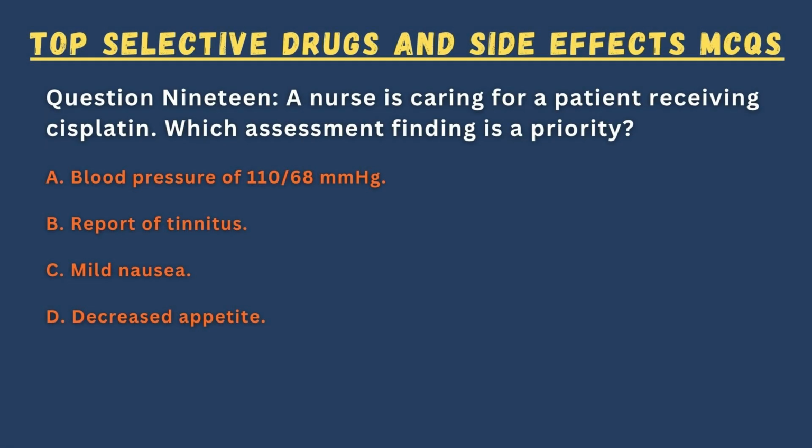Question 19. A nurse is caring for a patient receiving cisplatin. Which assessment finding is a priority? A. A blood pressure of 110/68 mmHg. B. Report of tinnitus. C. Mild nausea. D. Decreased appetite. Answer: B. Report of tinnitus.